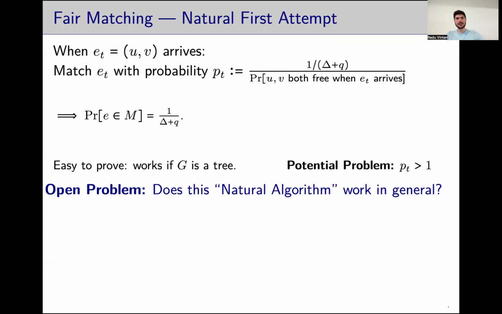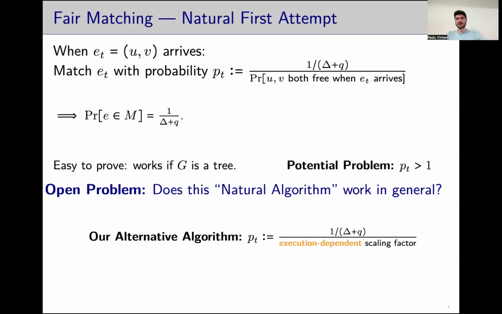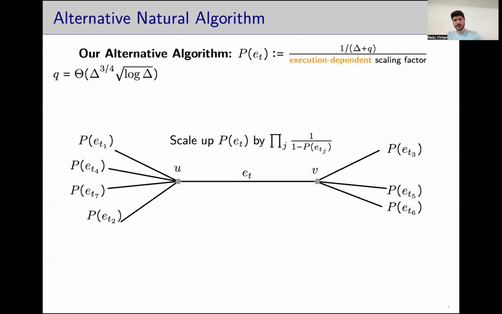Our idea instead was to abandon this precise algorithm and try something else. And our alternative algorithm will use a scaling which is execution dependent. So I will explain what this means, but here notice that this probability is some fixed number. It's always the same number if you consider the same instance. But our scaling here will be dependent on past random decisions. So let me try to explain this.